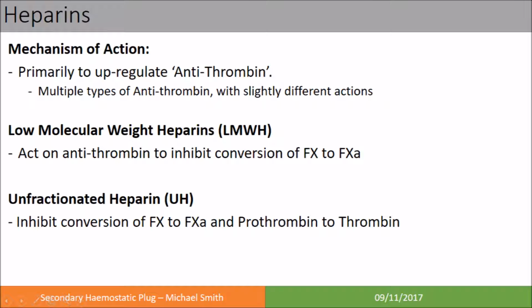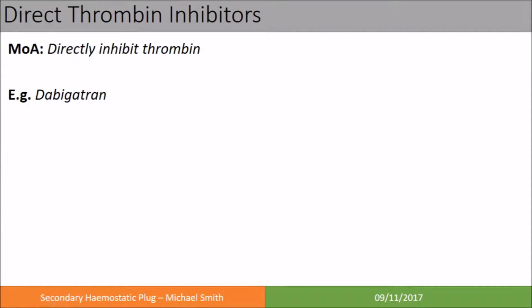So there are two different types of heparin. We have low molecular weight heparins, and if you think of the fact they're low molecular weight, they're sort of the basic ones, so they only affect one of these things. So they prevent the conversion of factor 10 to factor 10A, and unfractionated heparins are more advanced, and they prevent the conversion of factor 10 to factor 10A, and they prevent the conversion of prothrombin to thrombin. Finally, we have the direct thrombin inhibitors, which pretty much do what it says on the tin. They inhibit thrombin and its action of converting fibrinogen to fibrin, and the example on your drugs list is dabigatran.